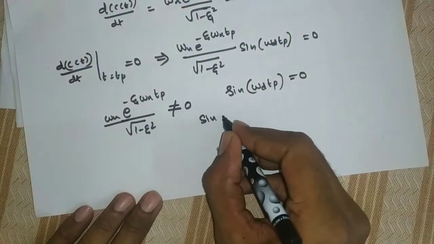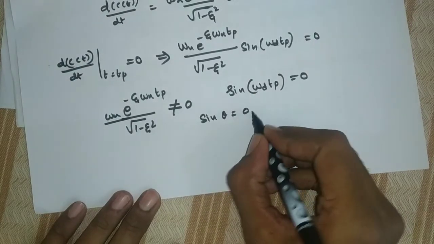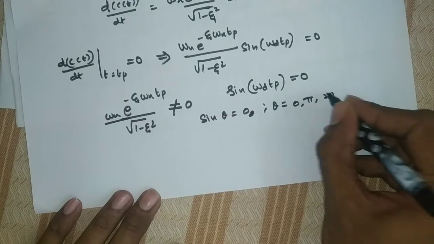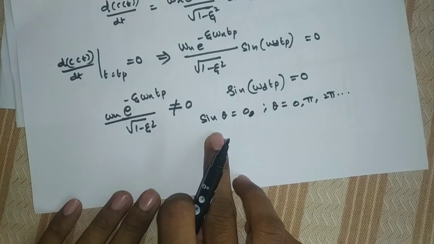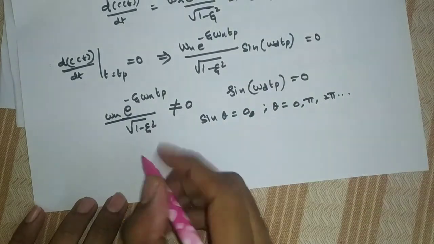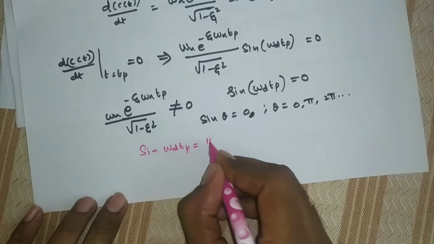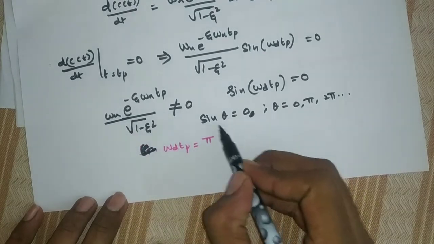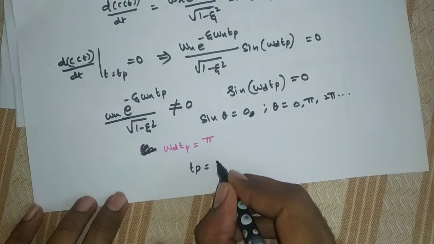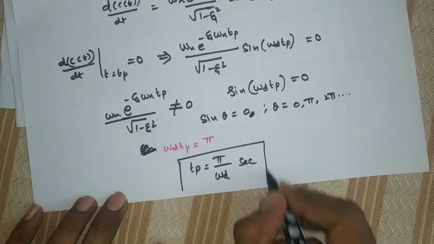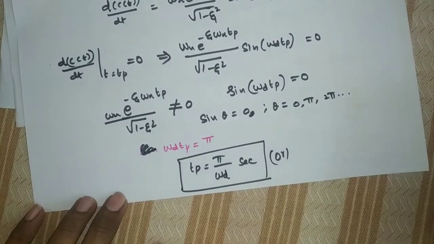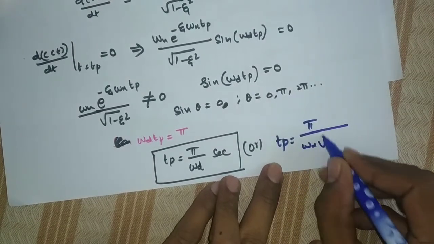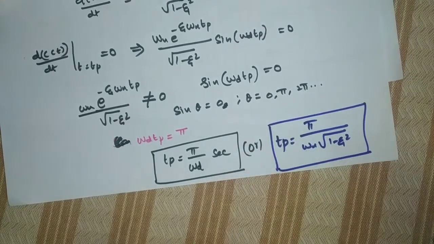So the value of sin theta is 0 for theta as 0, pi, 2 pi. This is the series of theta values which makes sin theta 0. So we are considering omega d tp equal to pi. So tp equal to pi by omega d seconds. In other words, in terms of eta, tp is equal to pi by omega n root of 1 minus eta square. This is the expression for peak time.